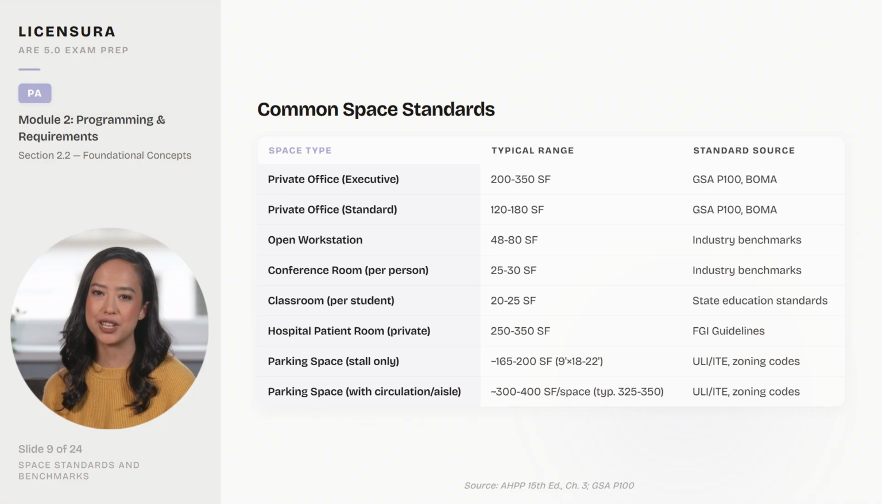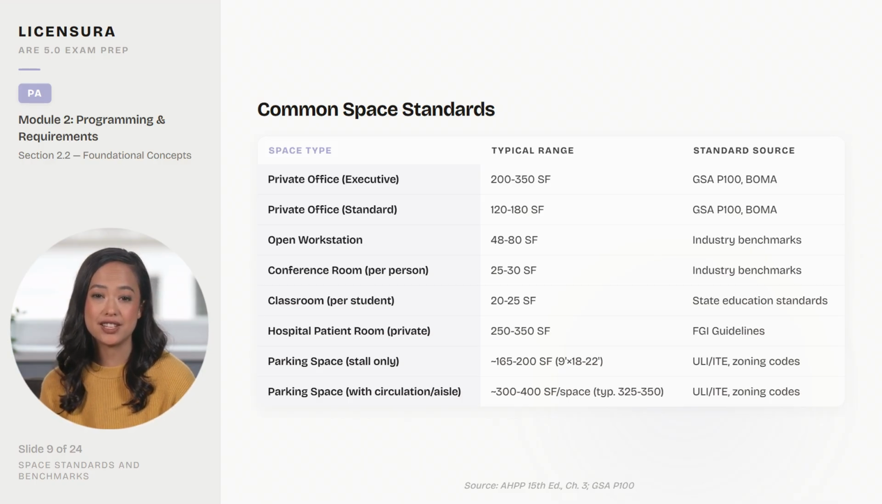Executive offices typically range from 200 to 350 square feet. Standard private offices run 120 to 180. Open workstations have shrunk dramatically and now range from 48 to 80 square feet per person. Conference rooms need 25 to 30 square feet per person, and hospital patient rooms run 250 to 350 square feet, according to FGI guidelines. Parking deserves a careful split.